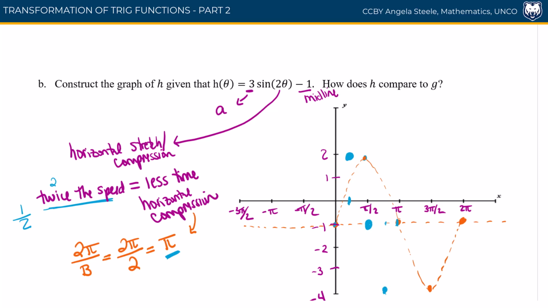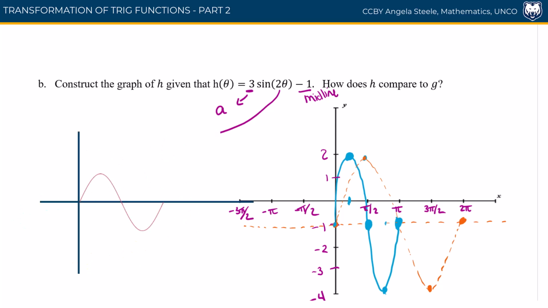Then this last point at 2 pi, right now it's 4 tick marks away. We want half of that distance, which means we want it to be 2 tick marks away. So 1, 2 tick marks. Okay, and then we connect those dots. That right there gives us our function that is stretched by a factor of 3, shifted down 1, and horizontally compressed by 1/2.